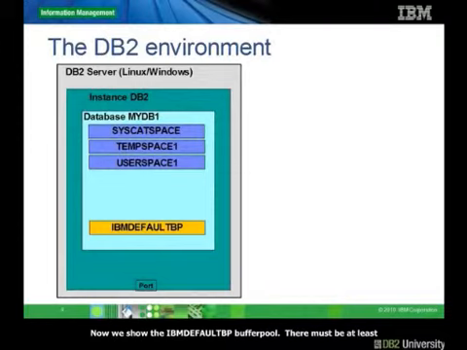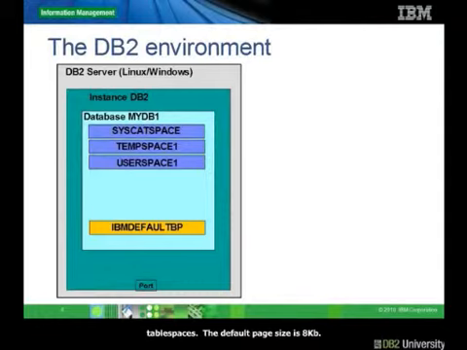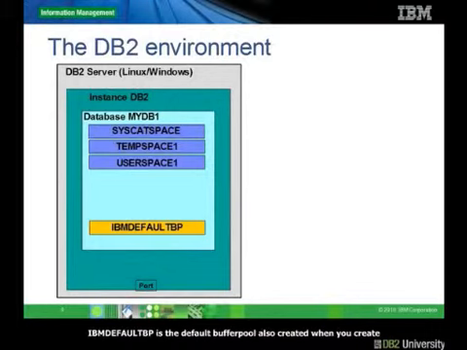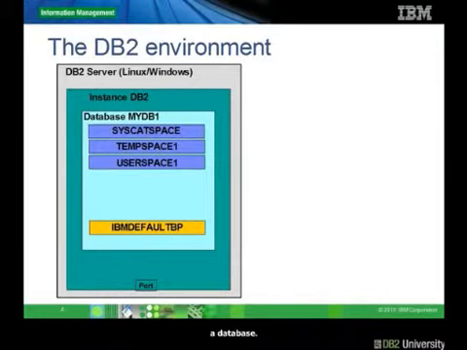For now, we show the IBM default TBP buffer pool. There must be at least one buffer pool with the same page size as the one used for table spaces. The default page size is 8 KB. Pages are discussed in more detail in other videos. IBM default BP is the default buffer pool, also created when you create a database.